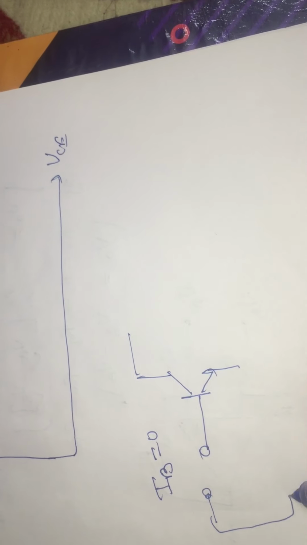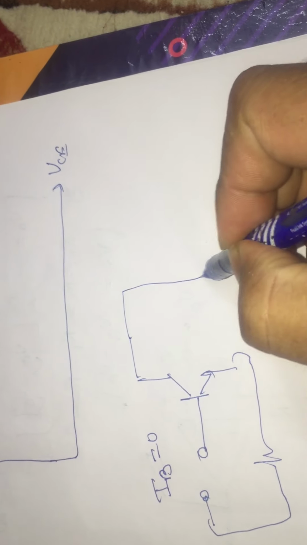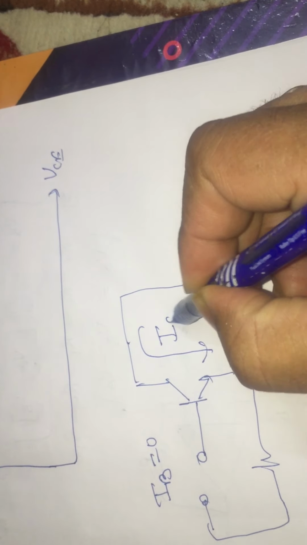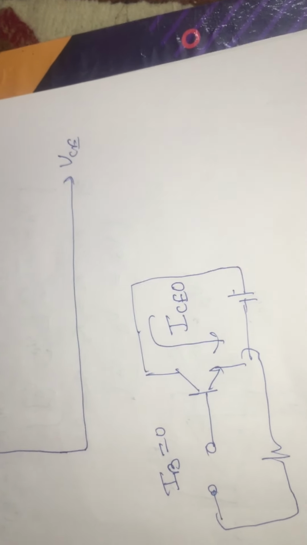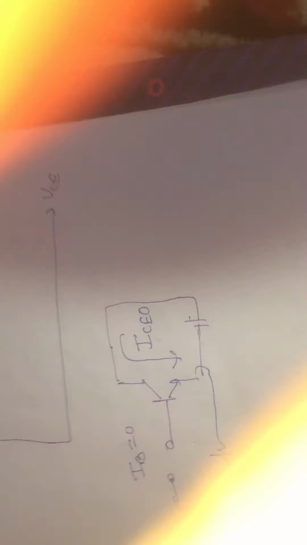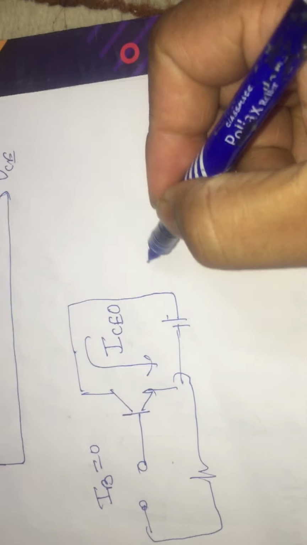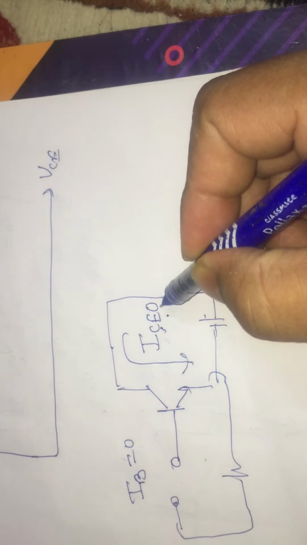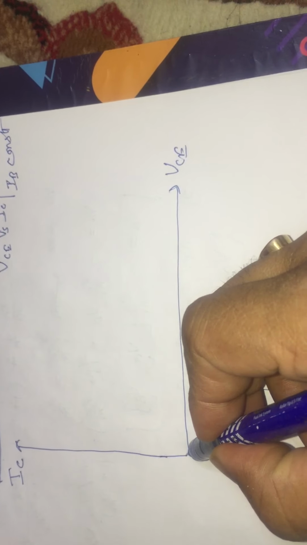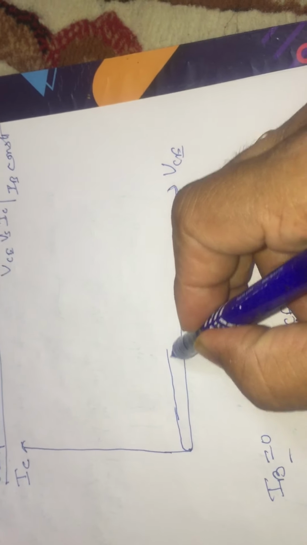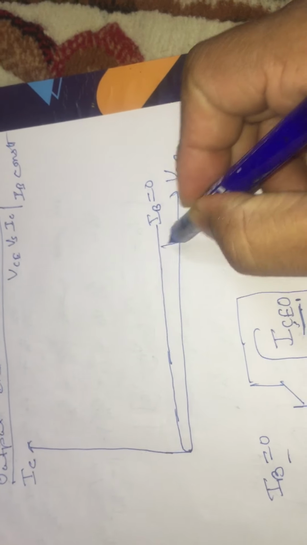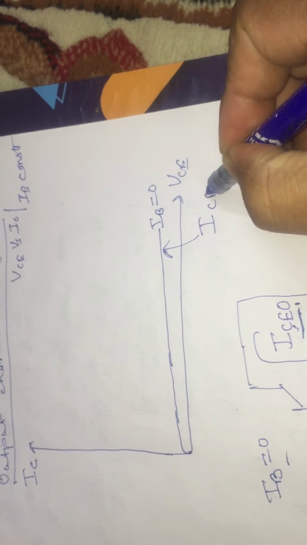When IB is 0, there is still a current flow, and this current is known as ICEO. This is a current similar to ICO, but there is a difference. It is a leakage current due to minority carriers. What is ICEO? It is the collector to emitter current when the base is open. So when IB is 0, a small current flows, and we make a plot here. This current is equal to ICEO.